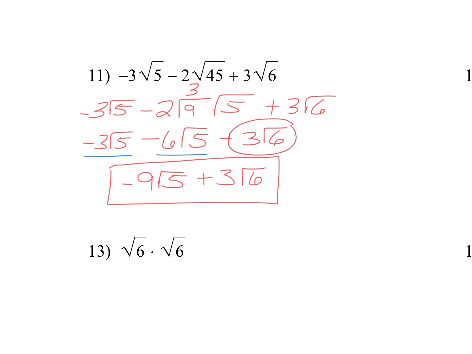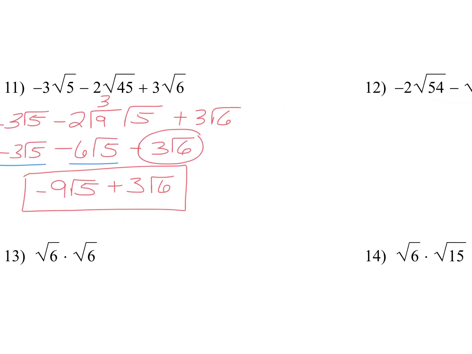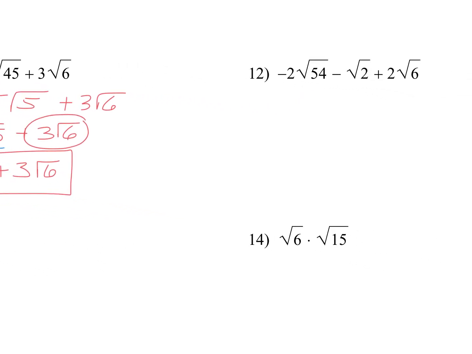Questions on 11? All right, let's look at 12. What can I do on number 12? Yep, simplify the 54. What's the good and the bad? 9 and 6. Can I do anything with the other two? No. Okay, what's the square root of 9? 3 times negative 2. Negative 6 square root of 6.